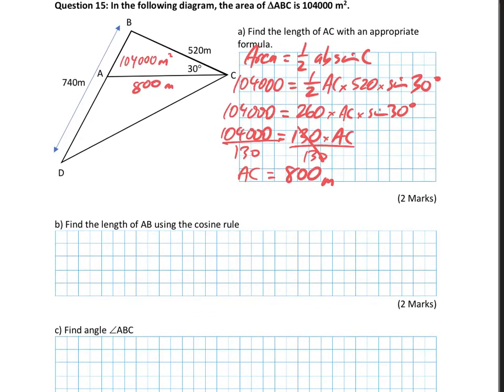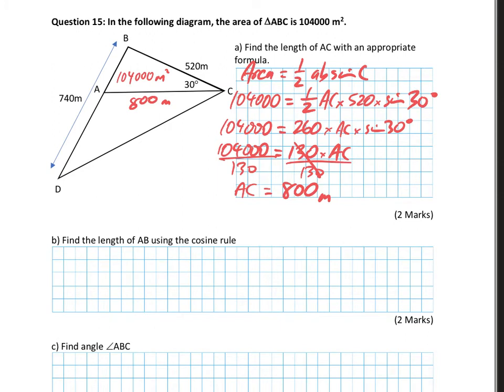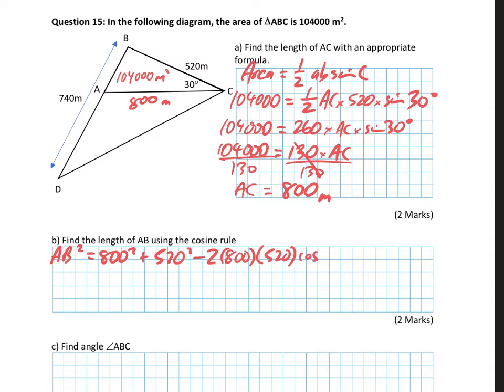That's convenient that it's telling you what rules to use. So AB is opposite 30 degrees, so you've got a cosine rule situation here. There's an included angle between the two known sides. So you're going to have AB squared is equal to 800 squared plus 520 squared. Take 2 lots of 800 times 520 cos 30 degrees.